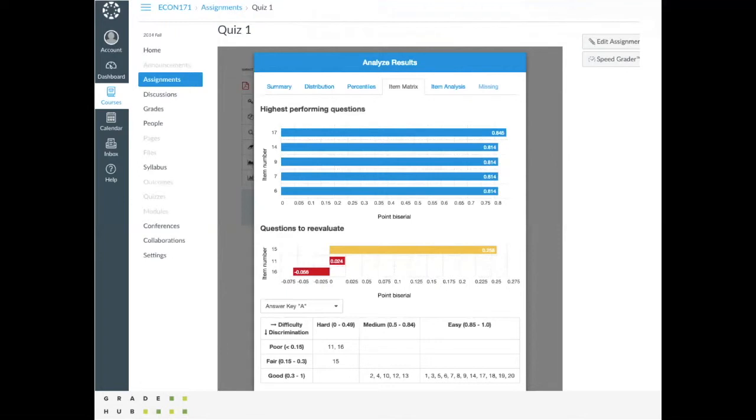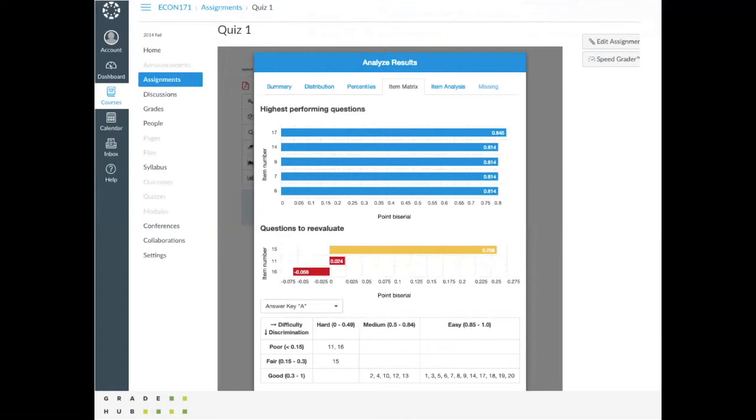Right. So across the top you've got the difficulty. And the difficulty here, again, is represented as proportions. That's very typical in the testing field to show difficulty in that way. It's basically the proportion of students that got the question right out of all of the students who took the test.